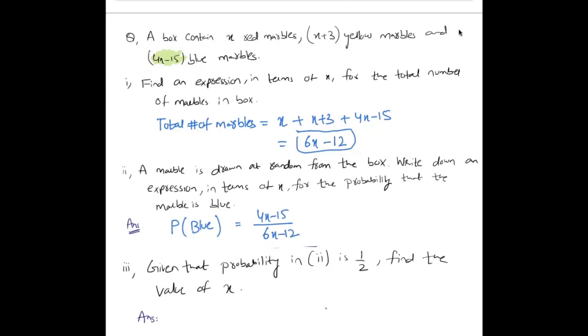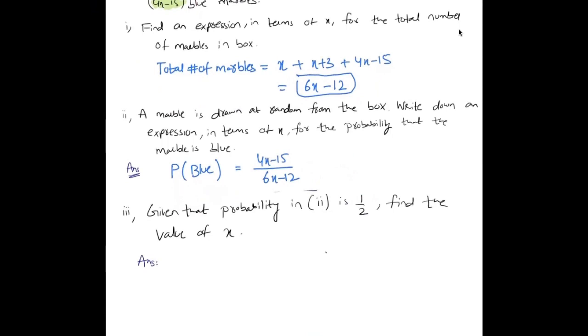Yes. Then the third part says, given that the probability in the second part is 1 upon 2, which means that the answer to the probability on the second part is 1 upon 2, find the value of x. So you're going to use the equation. You're going to form an equation in terms of x and solve it.